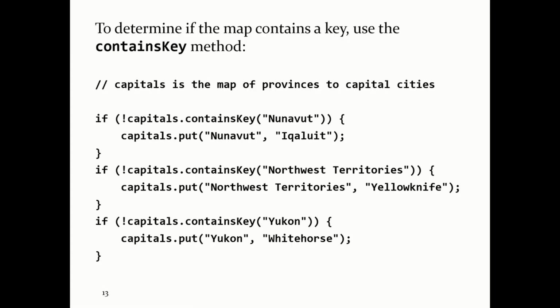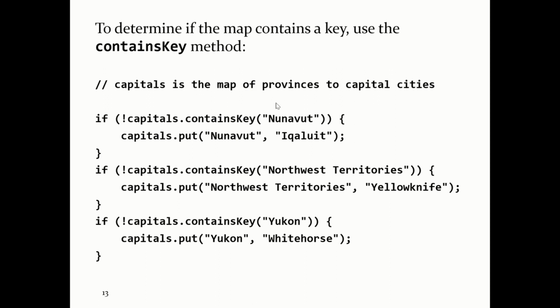Okay, so to determine if a map contains a key, there's a containsKey method. So remember, in list, there's a contains method. Same way with set. In Java, you ask if it contains a key. There's also a containsValue. So containsKey returns true if the specified key is in the map, and it returns false otherwise.